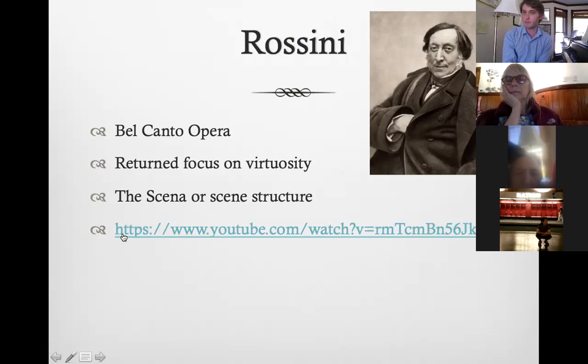And this opera that we're going to hear part of, The Barber of Seville, is based on the first play of the Beaumarchais trilogy. So we get to see the character of the Count before he's married and trying to sleep with his servants. And we get to see all these characters a few years prior. But let's click on this.